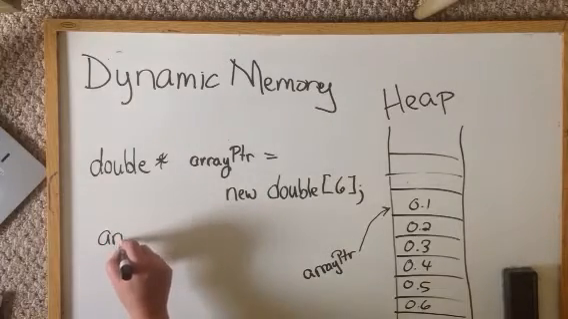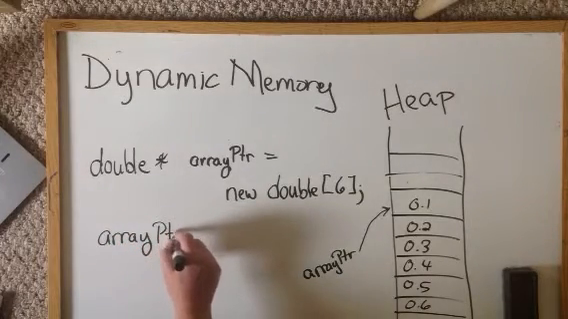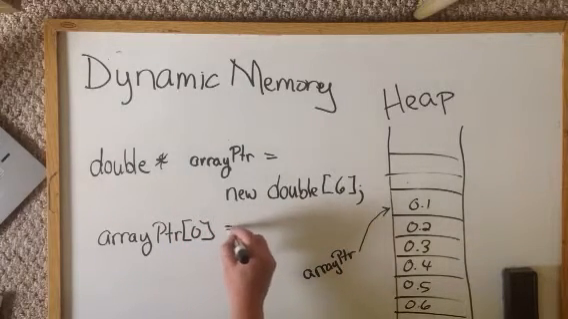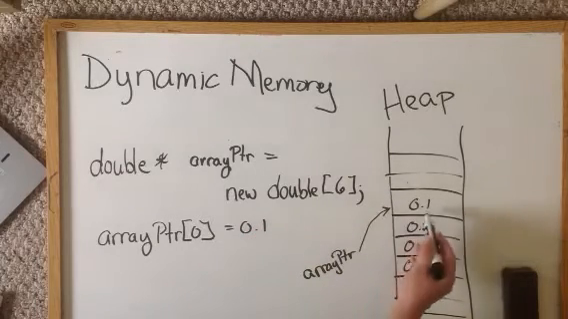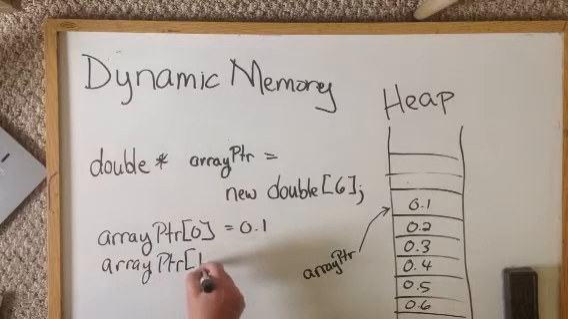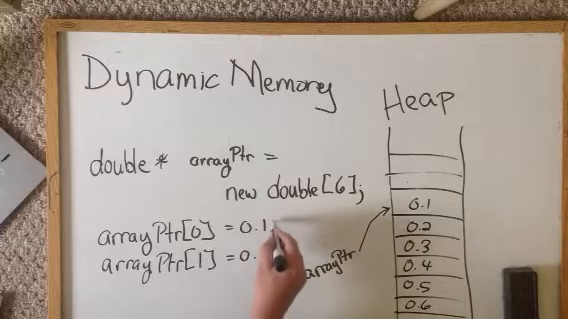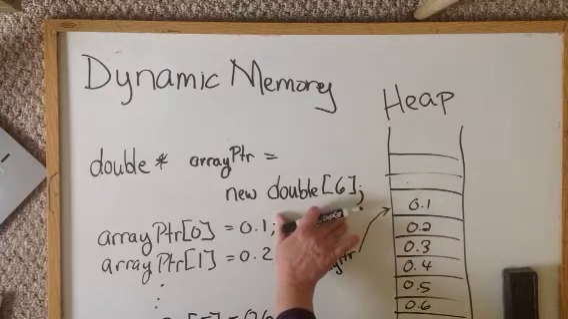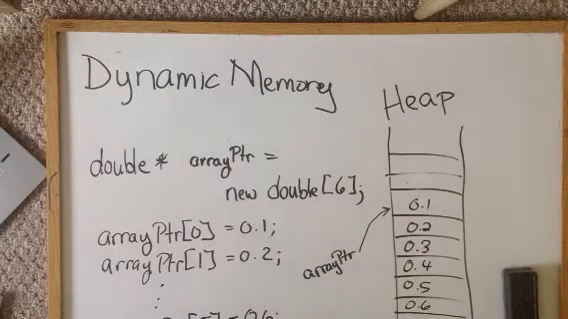Now, if we want to do those assignments, we'd use the same syntax. Array pointer 0 is 0.1, gives us the first value. And of course it would be more efficient to use a loop to go through and assign all these values into our array. And this memory is dynamic memory on a heap and not on our stack.